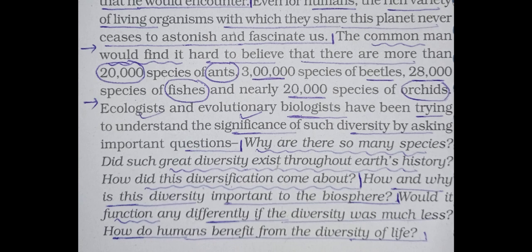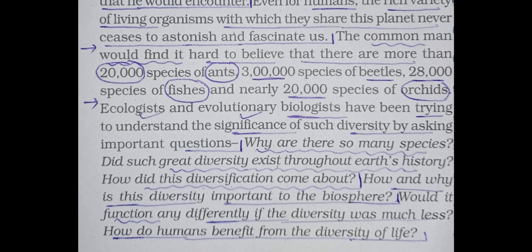So four pieces of information are important, numbers with four living organisms. More than 20,000 species is equal to ants, 3 lakh species is equal to beetles, 28,000 species is equal to fishes, and nearly 20,000 species is equal to orchids. And now see the last concept. Ecologists and evolutionary biologists have been trying to understand the significance, meaning importance, of such diversity by asking some important questions. And there are 5 questions.